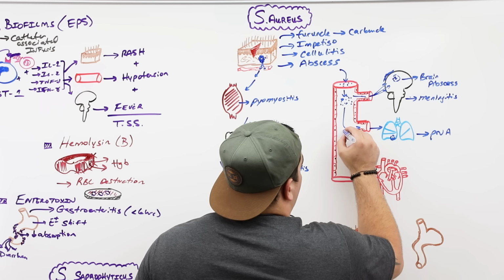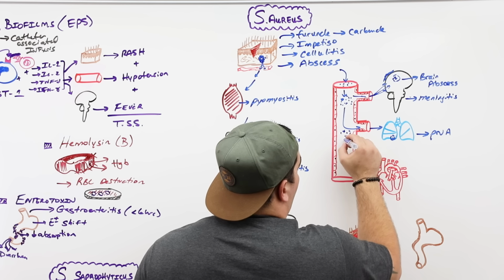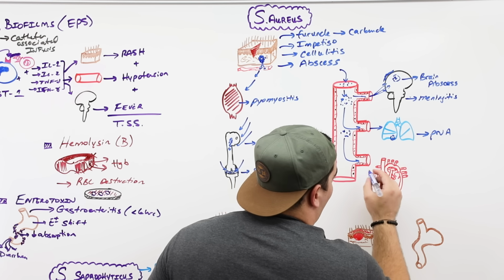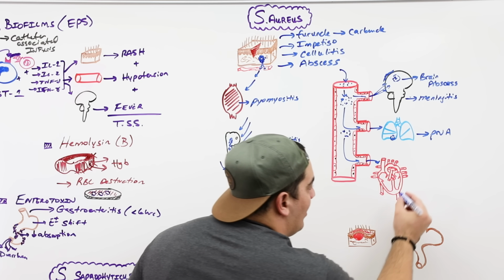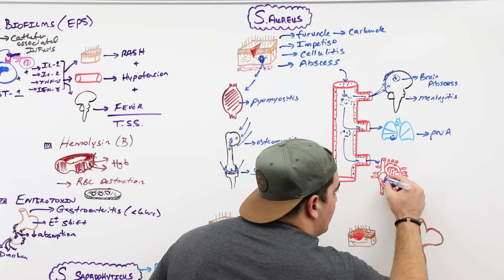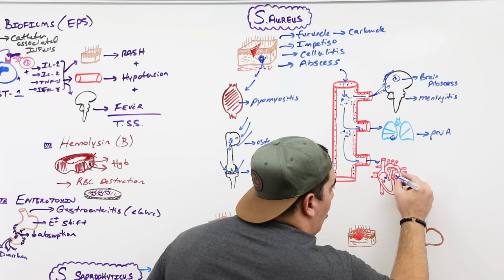The other thing is, what if these bacteria not only spread to the lungs, but they also spread to the heart? And you know where they love to attack? They love to attack the valves. They love to attack the heart valves.